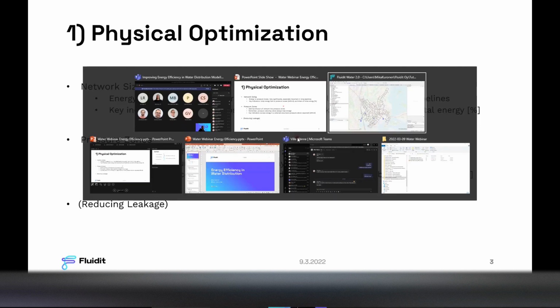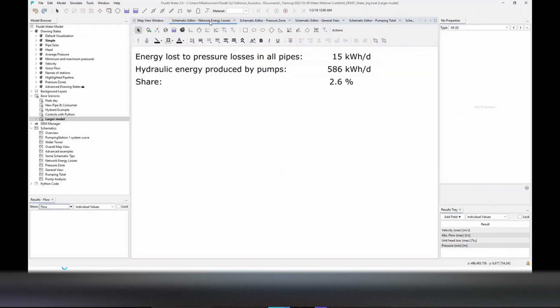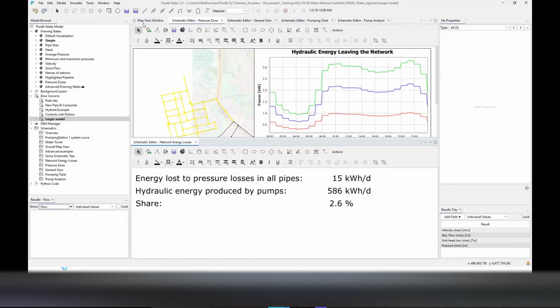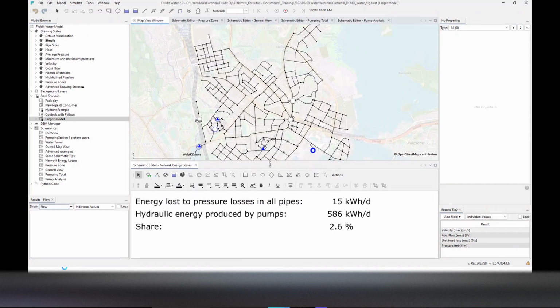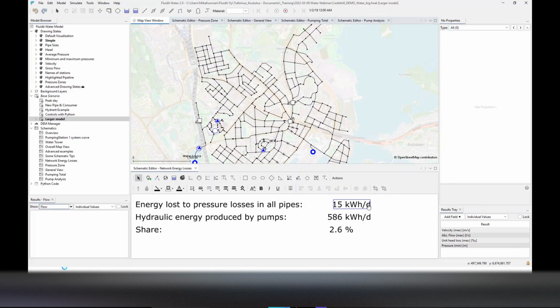Let me quickly show you from our software side. So in Fluidit Water, there's directly a result that's telling you the energy lost due to these friction losses. Obviously, you could do that also as an additional calculation from other results. So in this example case, I have taken all the pipes from the network and summed up how much energy we lose to friction losses in this example model.